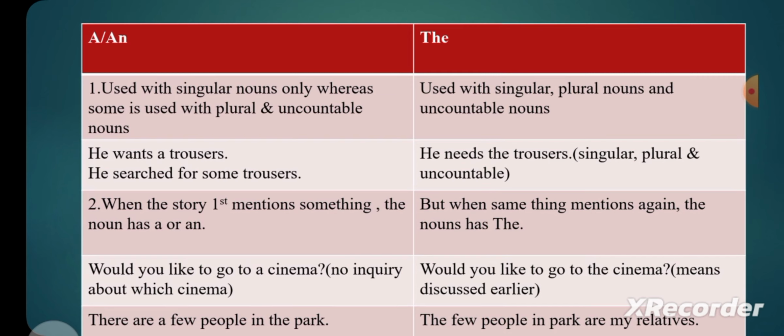Number one is a or an are used with singular nouns only, whereas some is used with plural and uncountable nouns. For example, he wants a trousers, singular noun. He searched for some trousers, plural as well as uncountable noun. The is used with singular, plural, and uncountable nouns. He needs the trousers. Here, the trousers can be singular, plural, as well as uncountable, but the specific trousers are these.